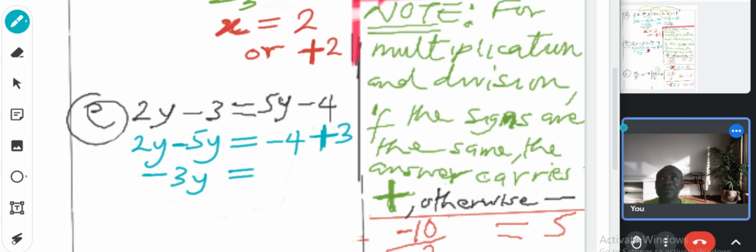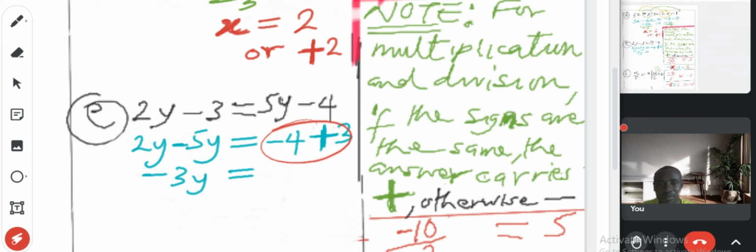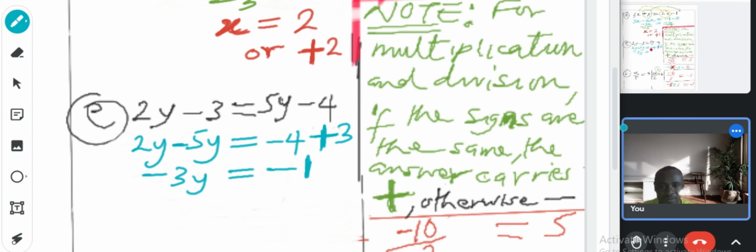Equals, okay, let's go. What is minus 4 plus 3? Speak up. Minus 4 plus 3 gives you what? Minus 1. Minus 1, okay, because you are owing 4 and you have 3. Minus means owe, plus means have. So you owe 4 and you have 3. By the time you pay with the 3 you have, you will still be owing 1. So it's minus 1. So minus 4 plus 3 is minus 1.